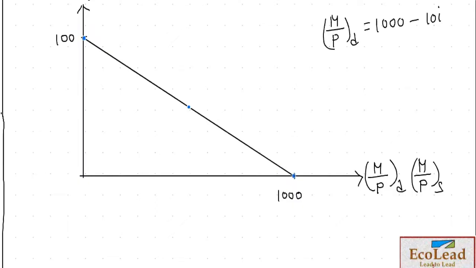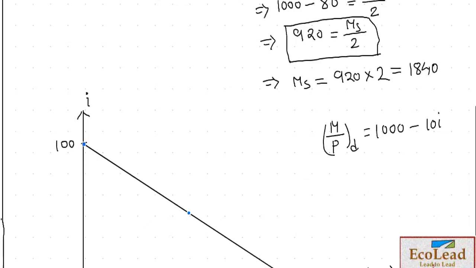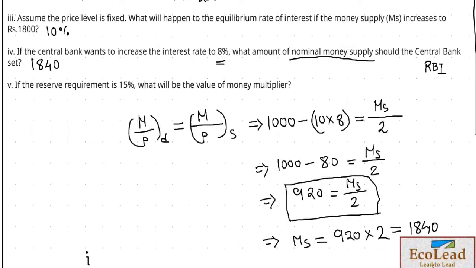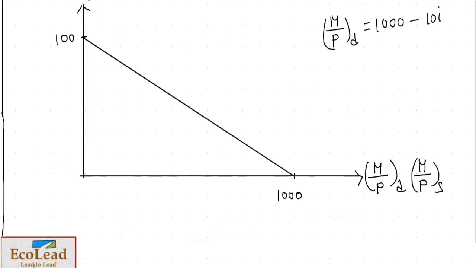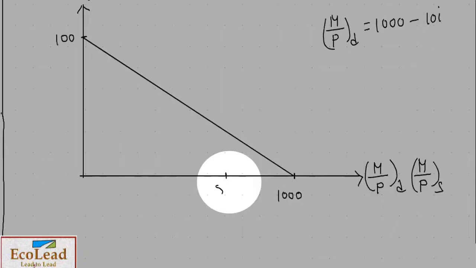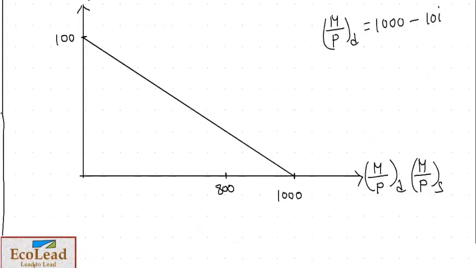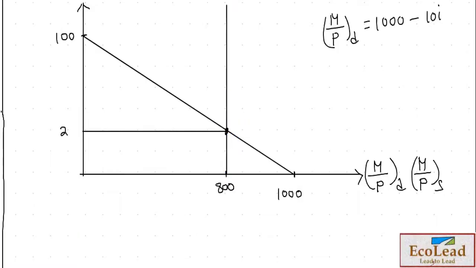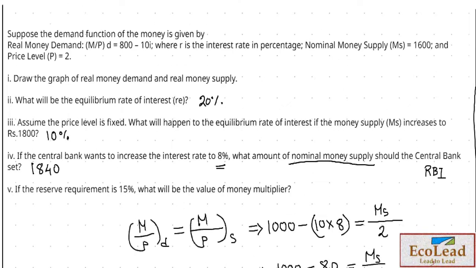In the first case, what was the amount of money supply? Let us look here. Money supply at the initial level, nominal money supply, was 1600. So if we divide it by the price level, the real money supply value was 800. We know that the money supply curve is a vertical line because it doesn't depend on the nominal interest rate. This was our equilibrium. 20% was the equilibrium interest rate when we solved the second question.